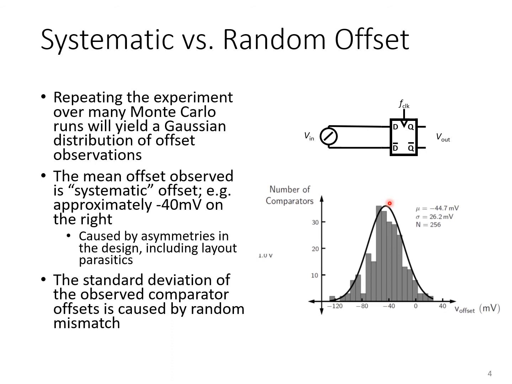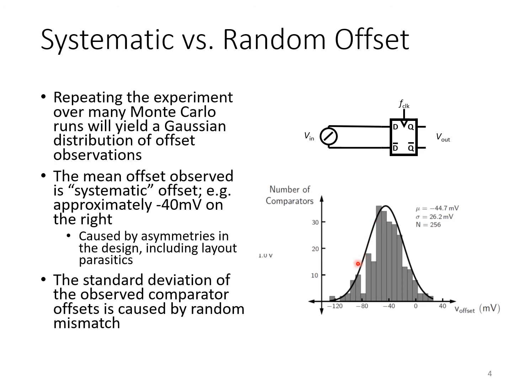And superimposed on that, you've got random offsets giving rise to the Gaussian distribution here. So the standard deviation of that Gaussian distribution in this case was about 26 millivolts, and that's caused by random mismatch. So, by distinguishing between systematic and random offset in this way, you can have a clue as to what the underlying causes of the offset are, and perhaps how to revisit your design if you need to lessen that offset. So, for example, if you want to lessen the systematic offset, you've really got to tackle systematic imbalances in the circuit or its layout.